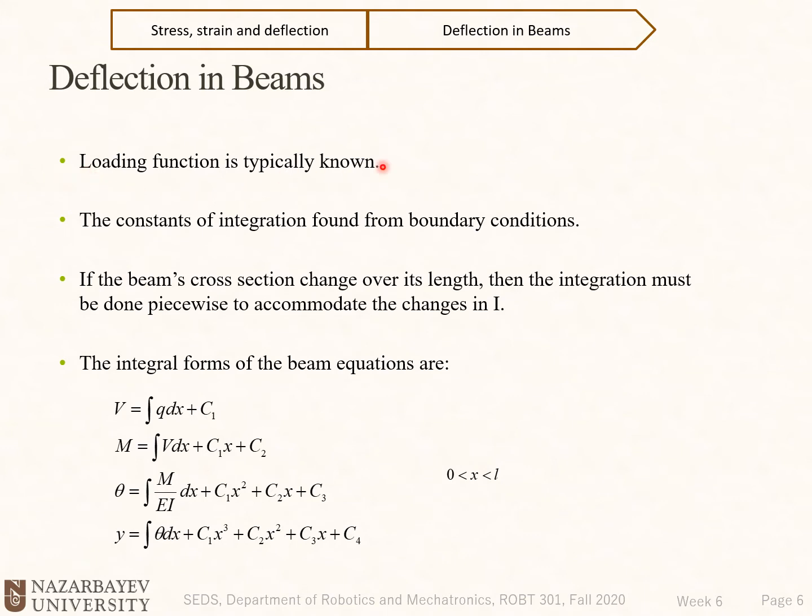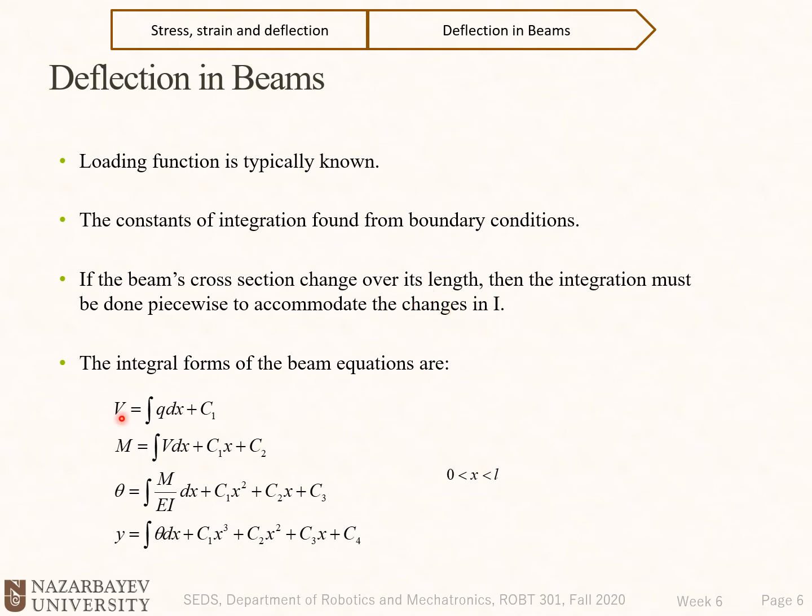The loading function is typically known. Okay, so we need to know what the loading function, or q, is. The constants of integration are found from boundary conditions. We'll discuss what these boundary conditions are. If the beam's cross-section changes over its length, then the integration must be done piecewise to accommodate the change in I. In most cases, I is constant, so we don't need to integrate I, and we can take it out of the integral.